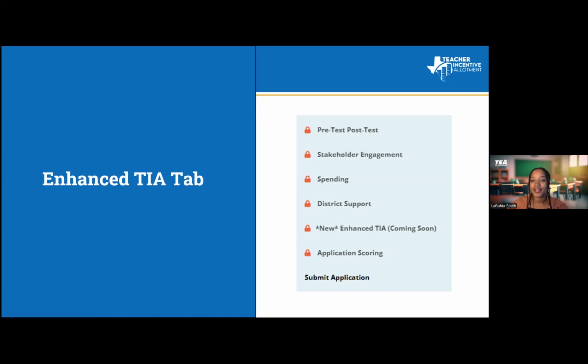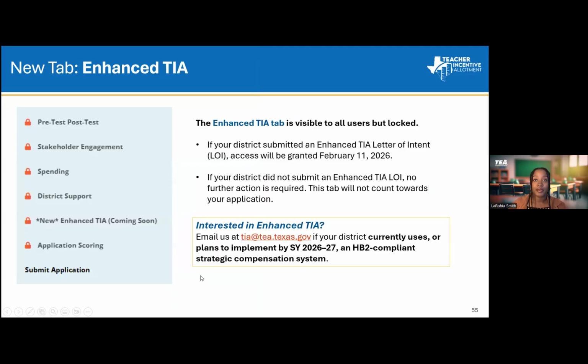Thank you, Teresa, and good morning, everyone. I just want to take a moment to introduce the new Enhanced TIA application, which has been added to the portal. All users are going to see that currently as a locked tab on their left-hand menu. And so, as a reminder, Enhanced TIA is a new designation that's available to districts that have established a strategic compensation system based on performance. So this designation unlocks an additional 10% in TIA funds for supporting these strategic compensation systems. As I mentioned, the Enhanced TIA tab is visible under the District Support tab in the portal, but it's currently locked for all users.